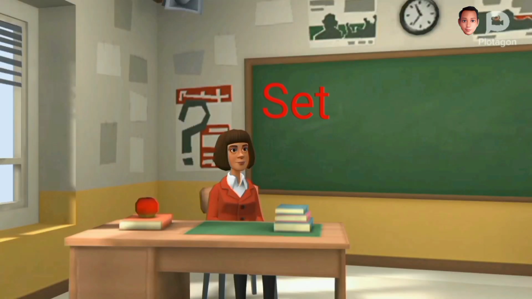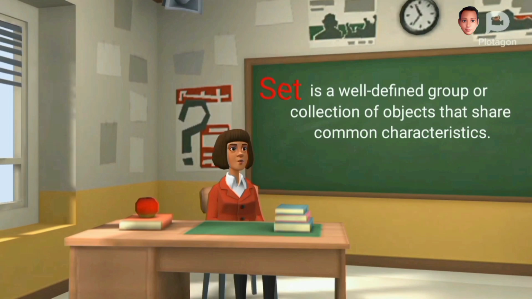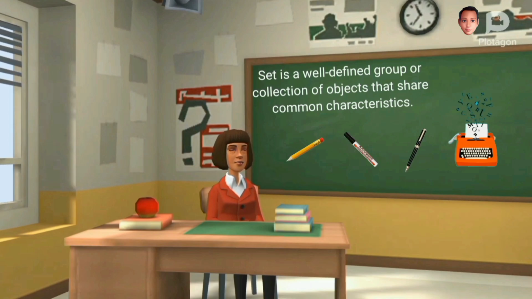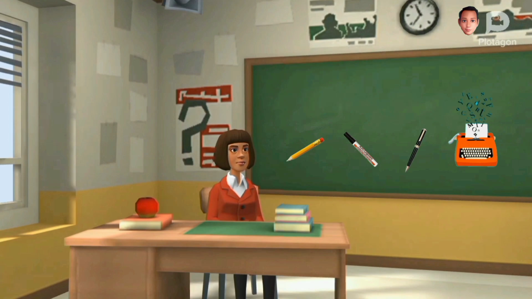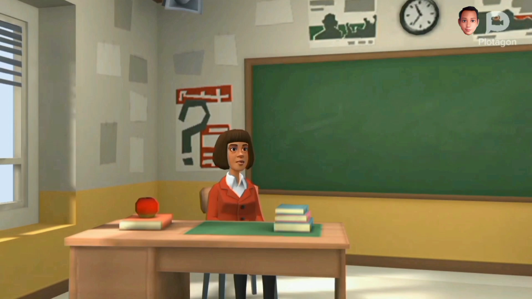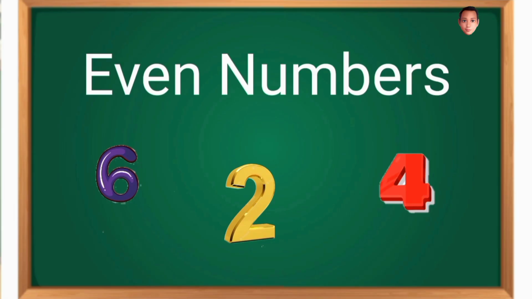Now, what is a set? A set is a well-defined group or collection of objects that share common characteristics. Let's take the first group of objects as an example. This is a set consisting of a pencil, a marker, a pen and a typewriter. Why can we consider this as a set? Ma'am, because they are all writing materials. Correct. Meaning to say, these objects share the same characteristics. What about the second group? Why can we consider this as a set?